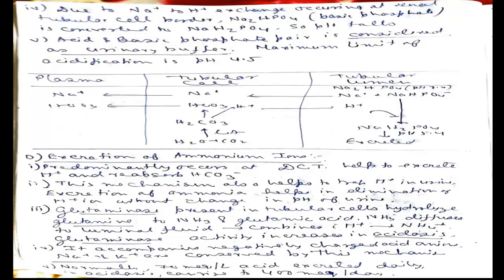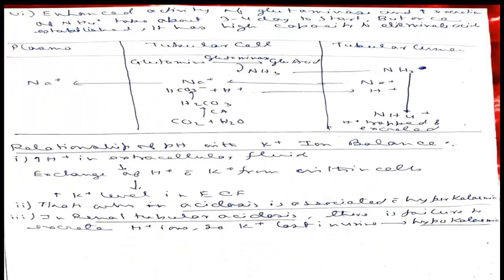Normally, 70 milliequivalent per day of acid is excreted daily, but when there is acidosis, this level goes up to 400 milliequivalent per day. Enhanced activity of this glutaminase enzyme and increased excretion of ammonia take about 3 to 4 days to start, but once it is started, it has high capacity to eliminate acids.